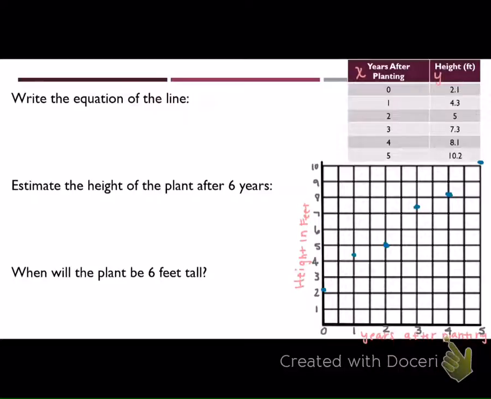Go ahead and get your stuff plotted on your graph. If you need help plotting, let me know as I'm walking around. When you're done, grab your straight edge so we can draw our line of best fit through the data.